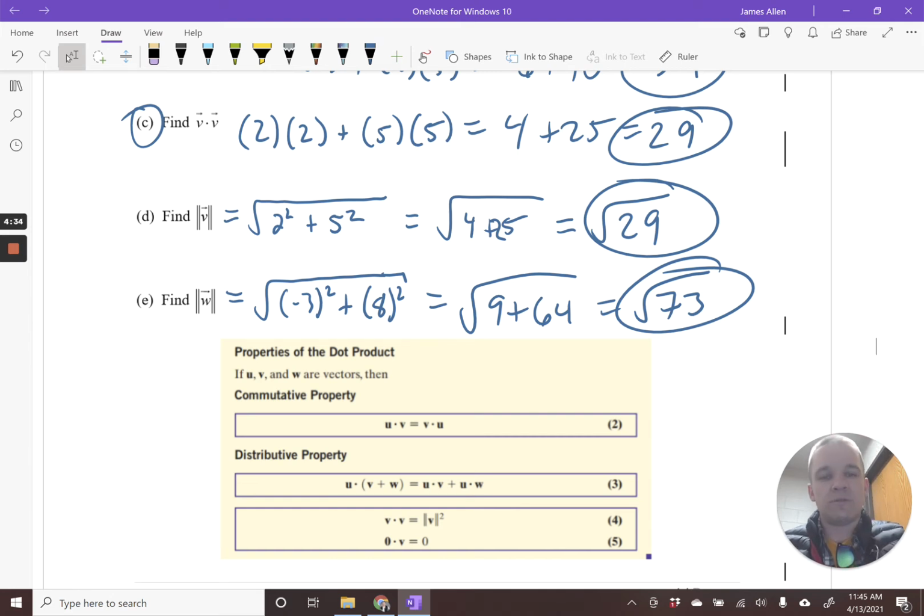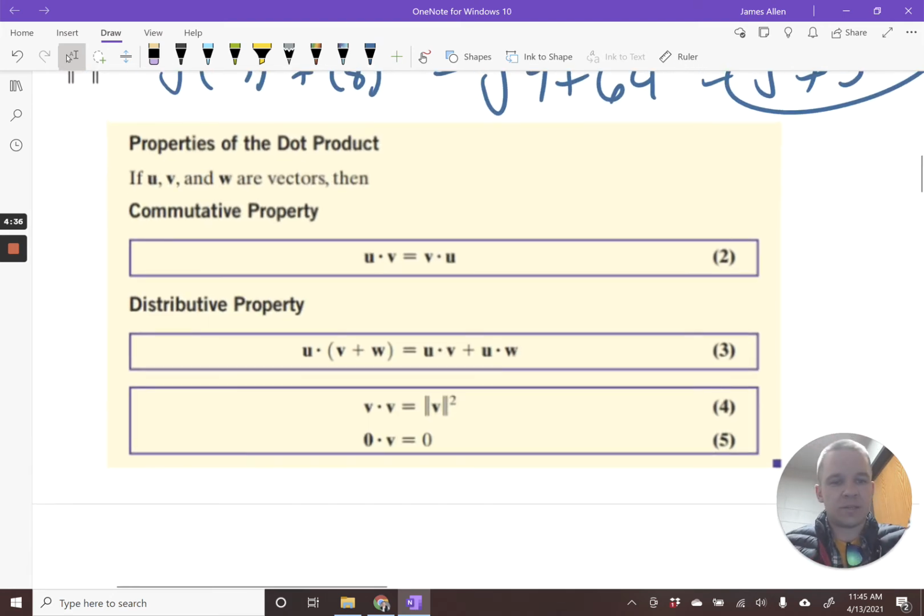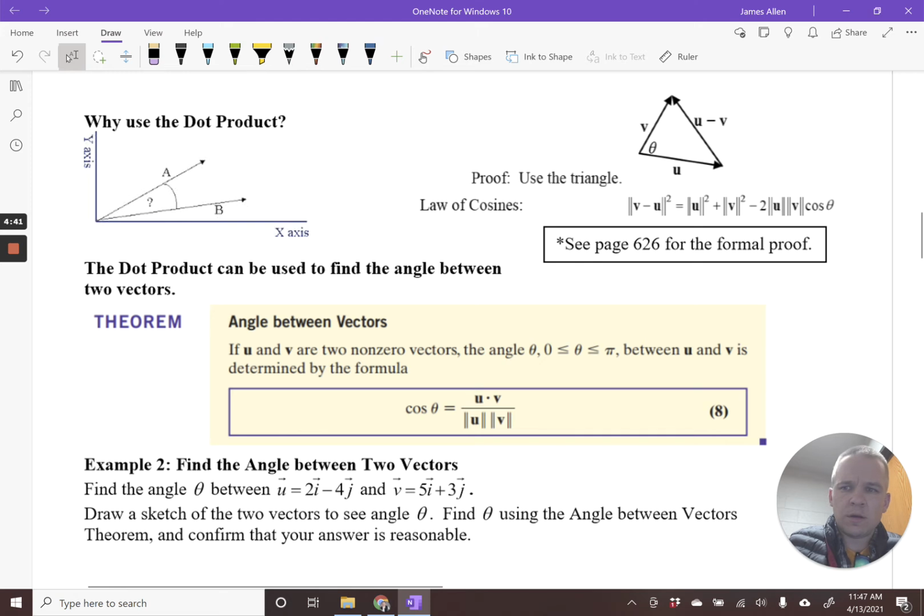All right. If you need to, take a screenshot, jot them down, whatever your preferred note method is, and do that now. Now, if you're wondering why we are using the dot product, you might wonder that a lot about math classes. Like, why am I learning this? Besides it being awesome, there is a reason.